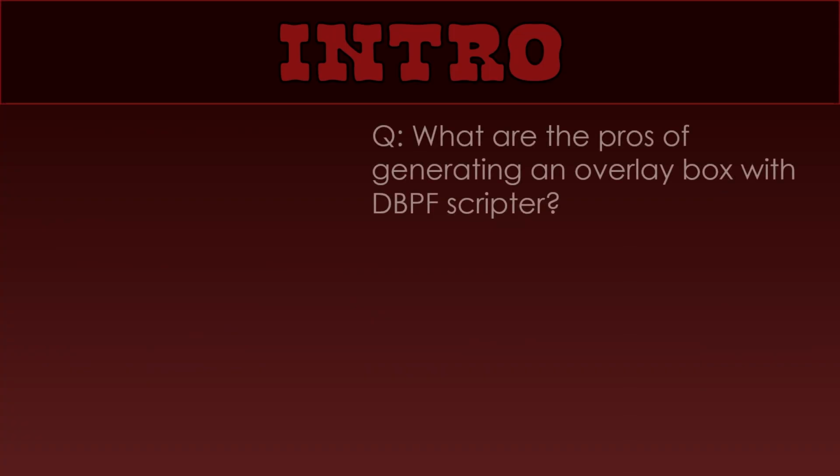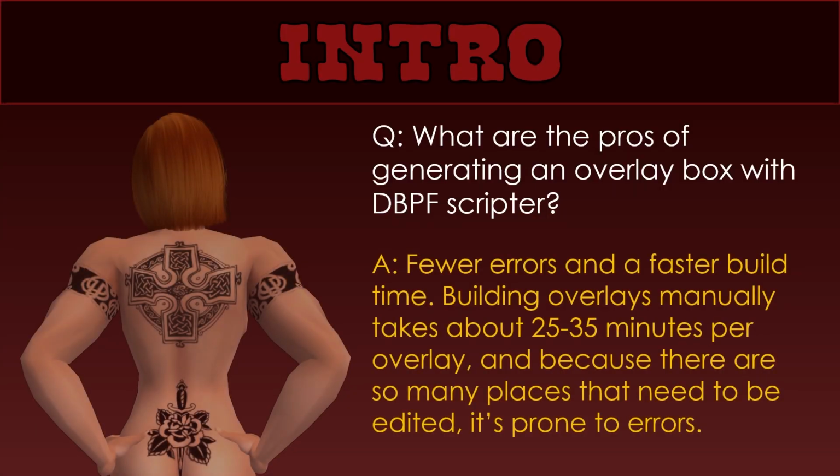What are the pros of generating an overlay box with DBPF Scripter? So for one, you have fewer errors and a faster build time. If you're doing it by hand, if you follow along with the Illustrated Man, for example, on a good day, it's going to take you 25 to 35 minutes per overlay just to make sure that you've gotten all the details right. Whereas with DBPF Scripter, that's going to take you 20-25 minutes start to finish, depending on the script and depending on how many images that you're trying to build into overlays.